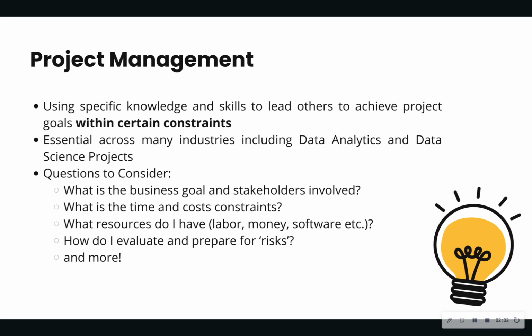What type of resources do you have? How many people are going to be working on this project? How many people are already working on other projects? And how is that going to affect the deadline of other projects? What is the software that you're able to use? Maybe some companies can't use open source software such as R and Python. They need a specialized regulated software such as SAS.